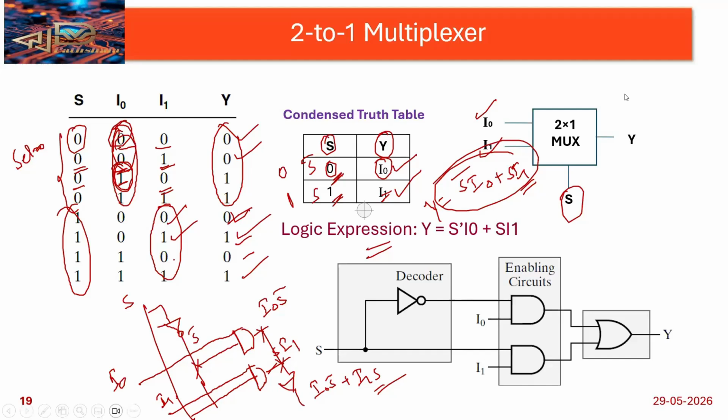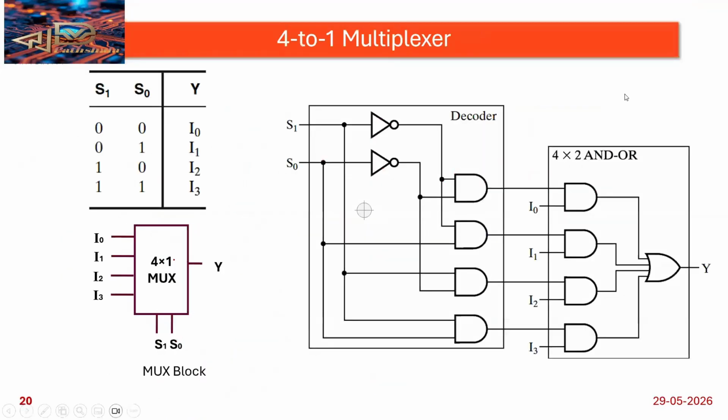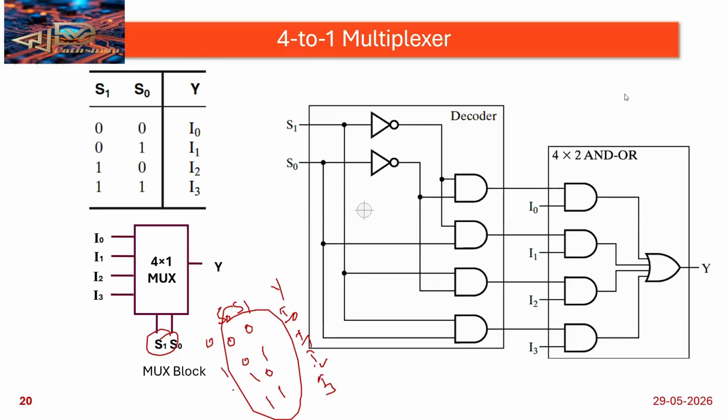Fine. So same way, 4 by 1 mux also I am designing. 4 inputs, 2 select lines, so those 2 select lines are S naught and S1. That means 00, 01, 10, 11 combinations we are getting, and the output I am getting is I naught, I1, I2, I3 depending upon 0, 1, 2, 3. So that is the reason I'm getting the outputs.